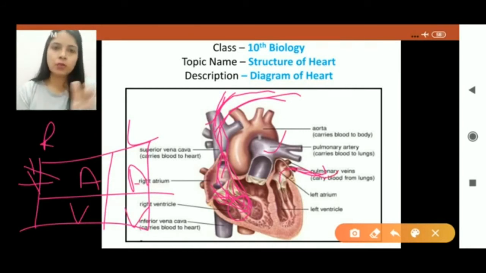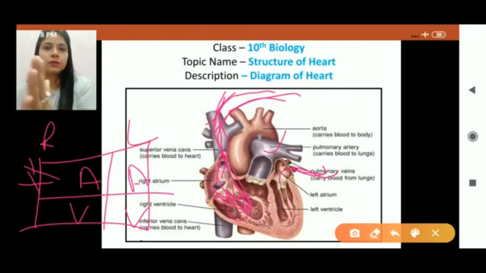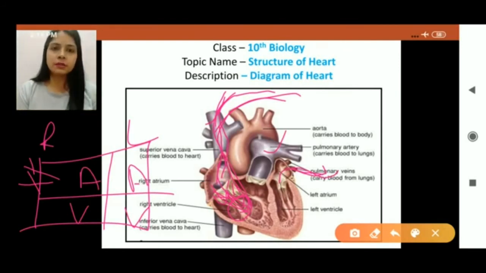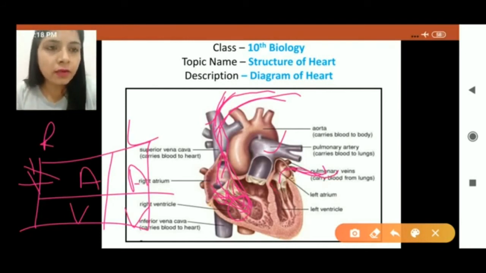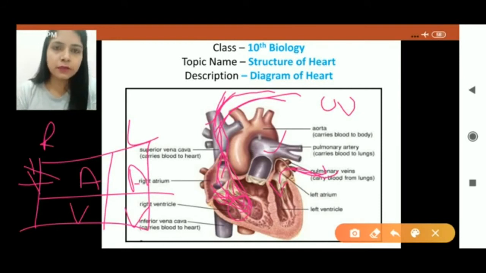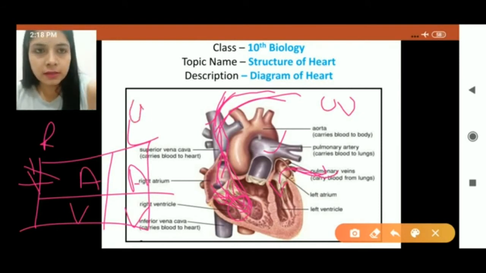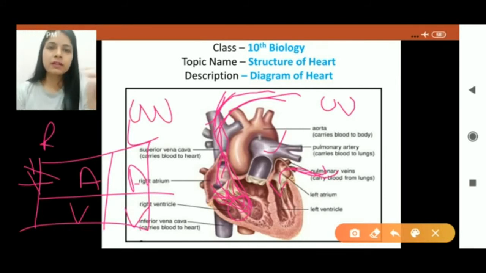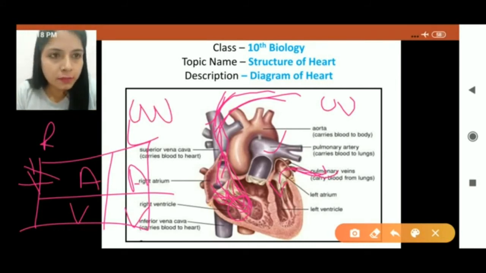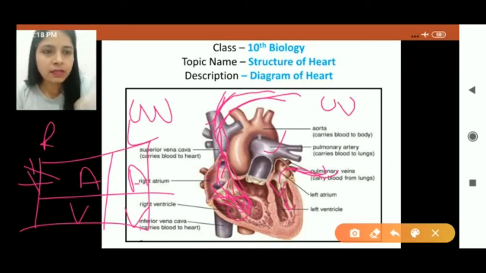As I already told you, the right portion is responsible for deoxygenated blood and the left portion is responsible for the oxygenated blood. Now the same process goes on here. Here is a valve with two cusps like this. This is the bicuspid valve, and here is the one with three cusps. This is the tricuspid valve. So blood passes here into the ventricle, the same process: it contracts, then blood is here, and it expands and receives the blood.